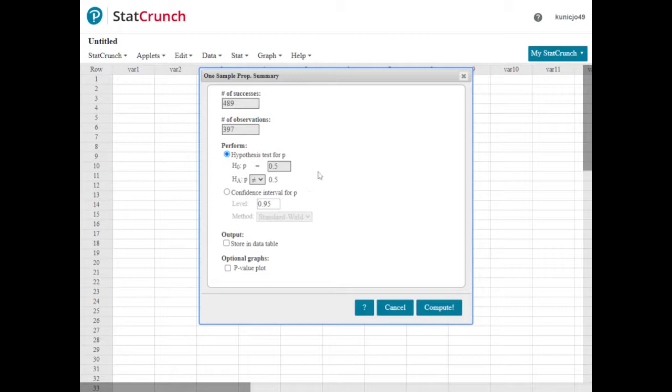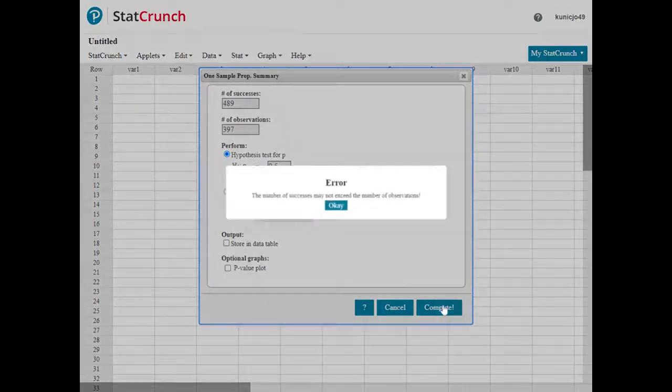And the hypothesis is just exactly what we want. We don't have to change anything. Both the value of the proportion and the sign for the alternative are what we want. It matches what we answered in part A. So we compute.